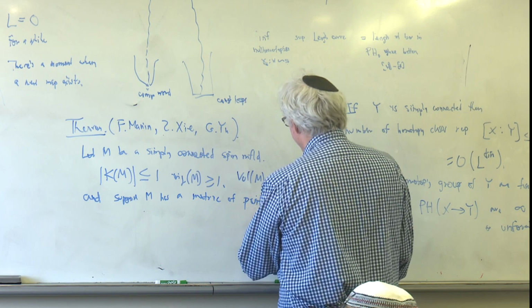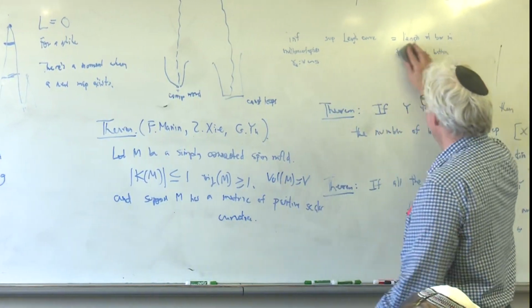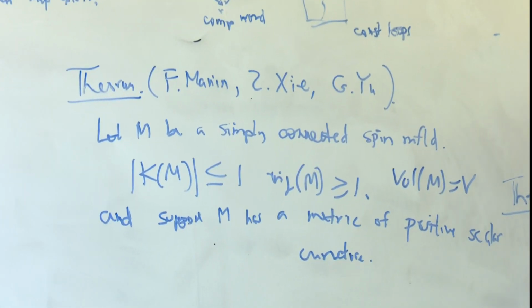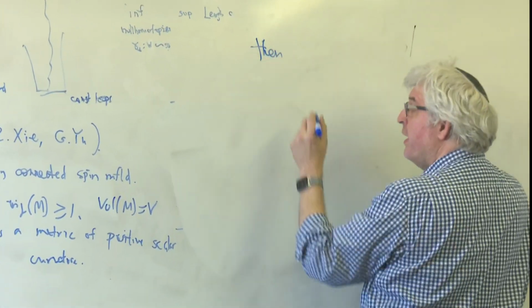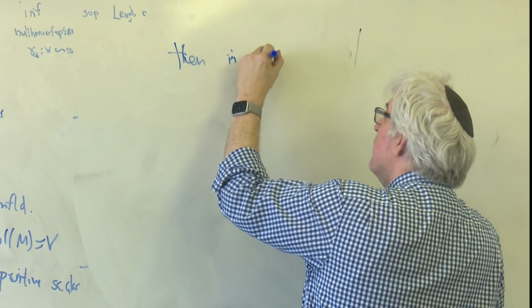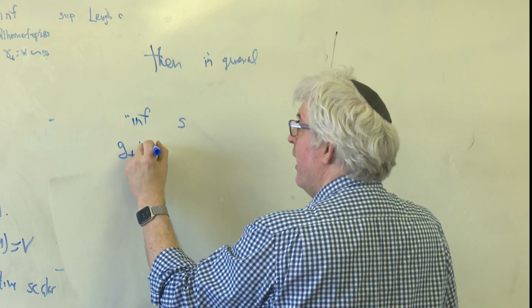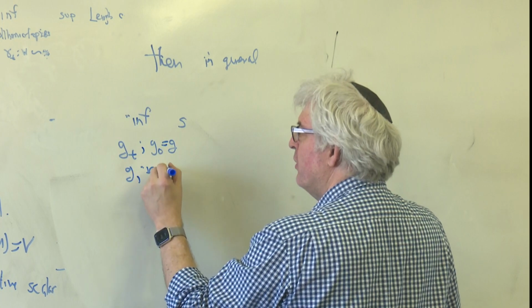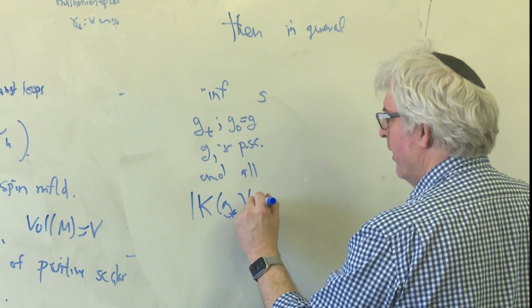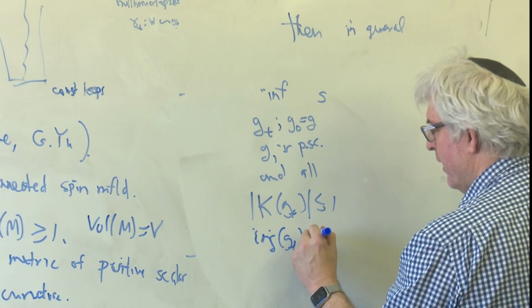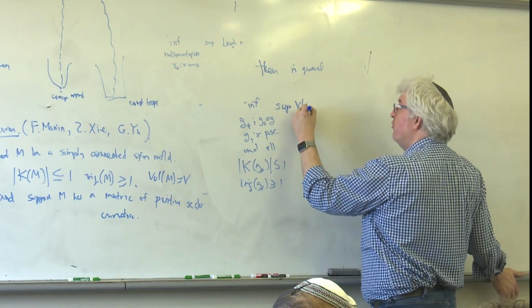I'm not going to tell you what that means. It had to do with volumes of small, infinitesimal balls. Then, in general, the infimum over families G sub t, such that G0 is G and G1 is positive scalar curvature, and all curvatures of the G sub t's are less than or equal to 1, and all the injectivity radii are at least 1. You're looking at this family of metrics, and then you're going to look at the sup of the volume of G sub t.